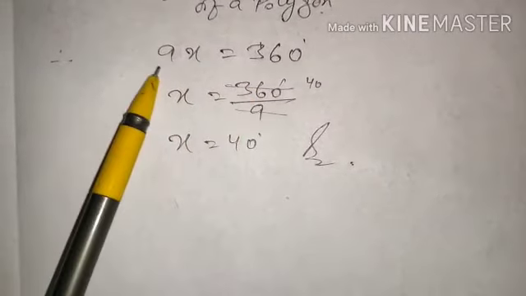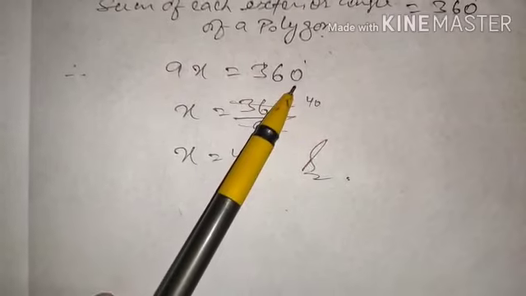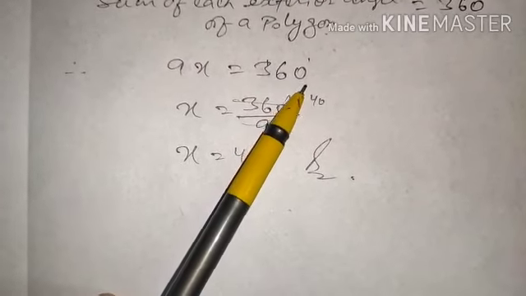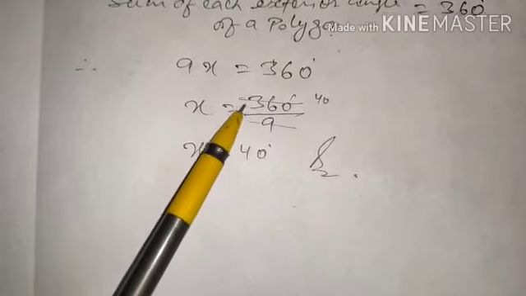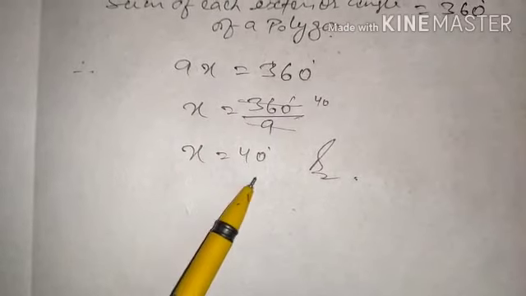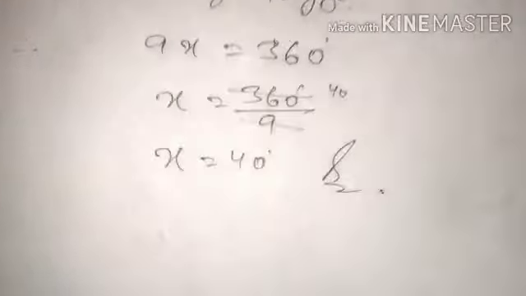Now this is very easy. 9x is equal to 360. Once we come up to here, we can easily get the value of x. That is x is equal to 360 divided by 9. So x is equal to 40 degrees. So this is the solution of this question.